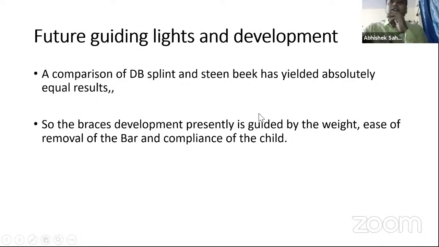So that's the thing. Nowadays, when we have seen so many braces, brace development will be largely guided by the weight of the brace, what we have been hearing from the parents, ease of removal of the bar, and maybe the issue that the parents will want to use the same shoe which they have been using with the DB splint, and the compliance of the child. So maybe when we get real-time data and use of apps, we might be able to develop braces which will be far more patient-friendly as well as parent-friendly.